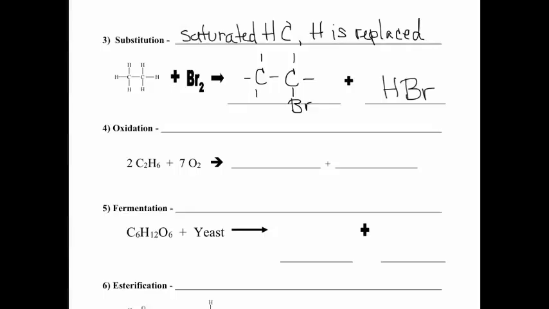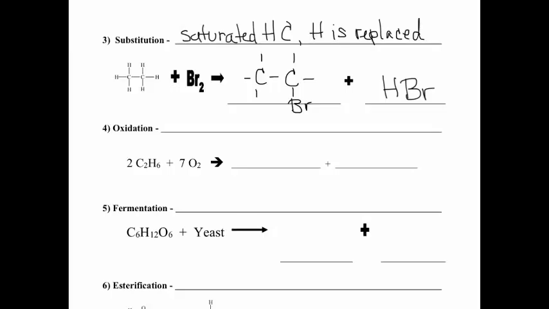So if you have another option as a product, if you replaced two of the H's, so let's say you put a Br here as well, you would have pulled off two of the H's, so your other product, instead of being HBr, would be H2. So in fact, when you do that reaction, you're going to get both things.